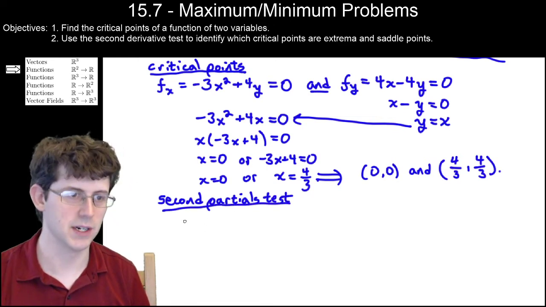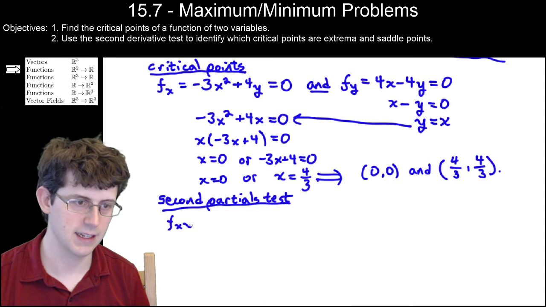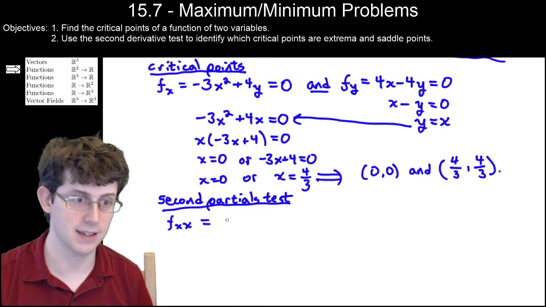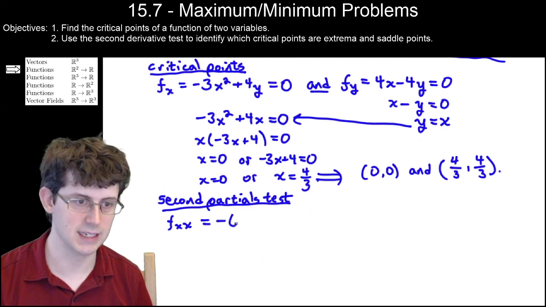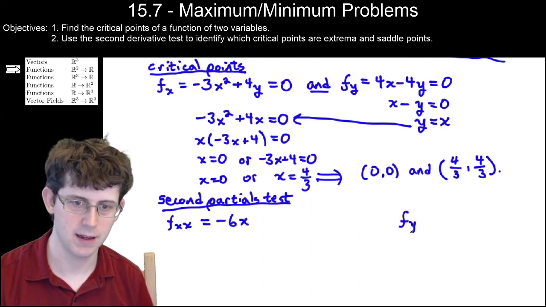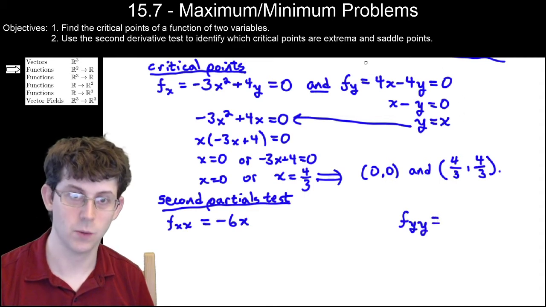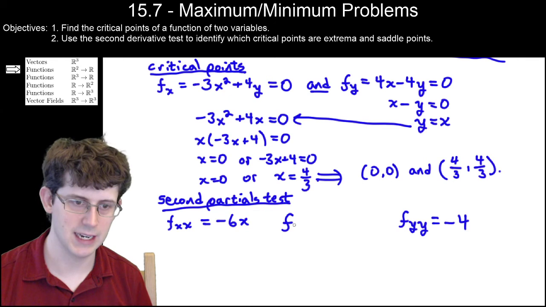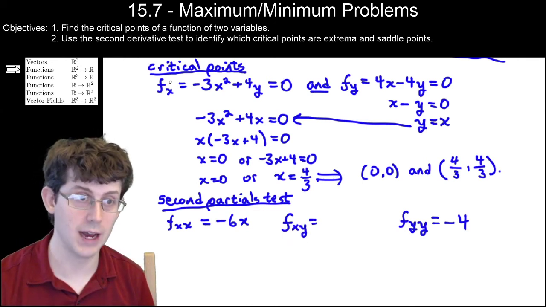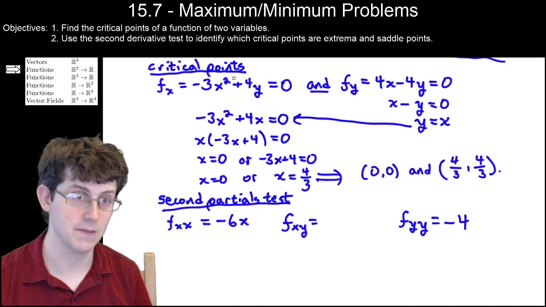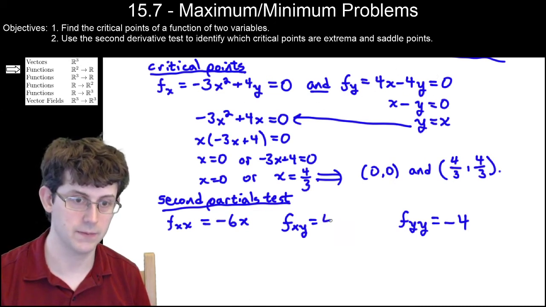To use the second partials test, we need fxx, which here is the x partial derivative of fx. So fxx is -6x. We need fyy. That's the y partial derivative of fy, which is -4. And we need fxy, which should be the same whether we take the y partial derivative of fx or the x partial derivative of fy. And either way we get 4.